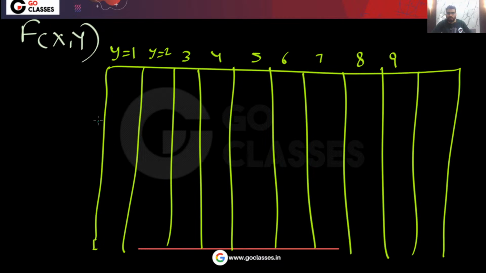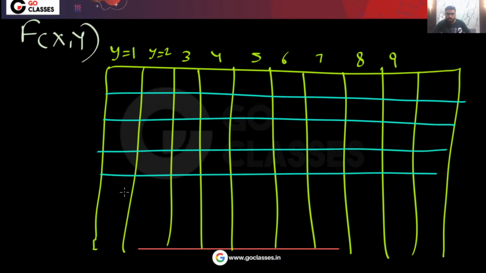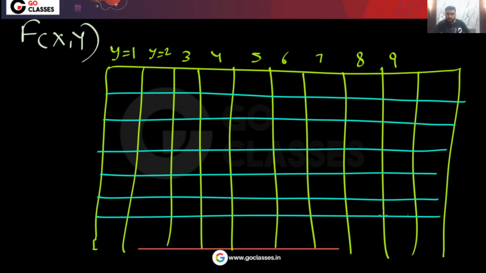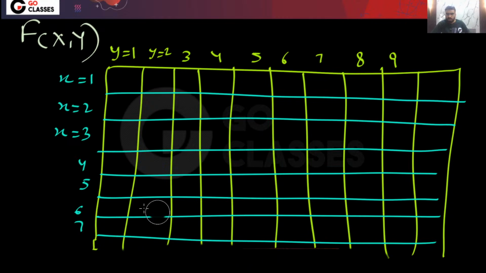And here you have x equal to 1, 2, 3, and so on. Very simple. Here you have basically x equal to 1, x equal to 2, x equal to 3, 4, 5, 6, 7, and so on. I hope you understood this. So this is how you can create a table.